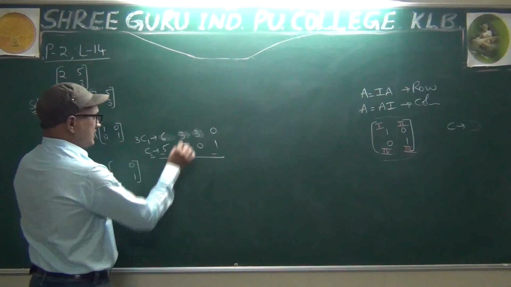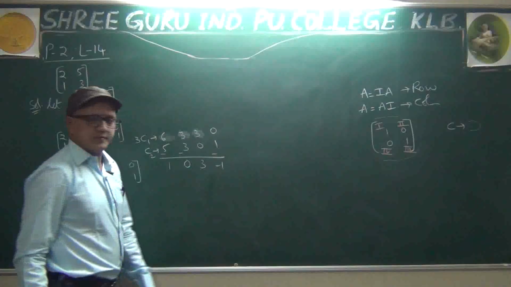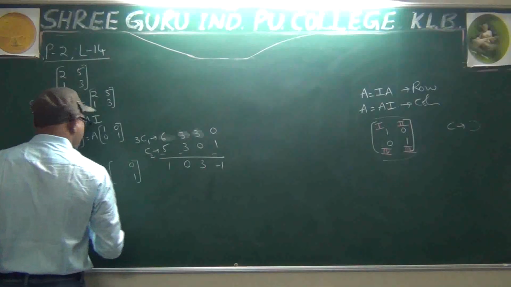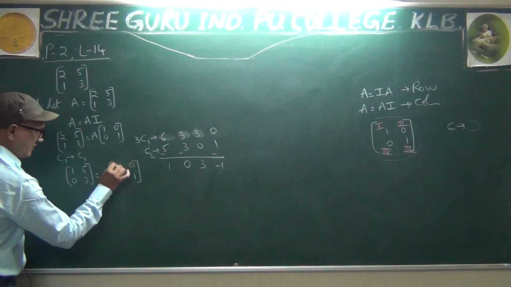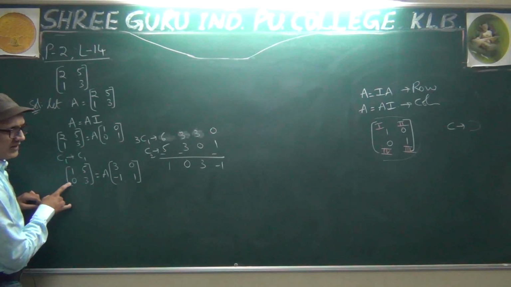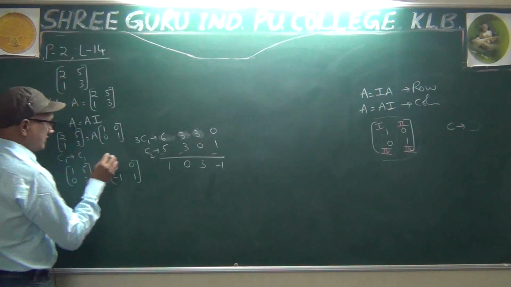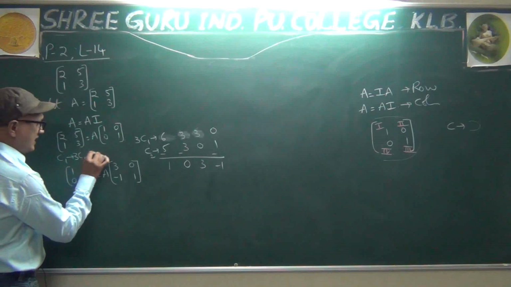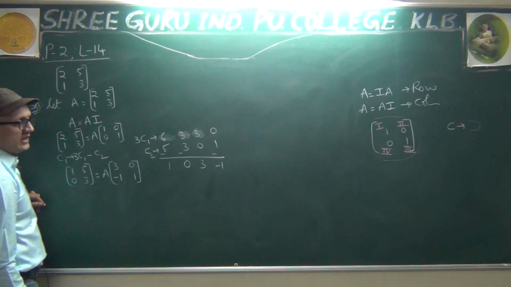6 minus 5, 1. 3 minus 3, 0. 3 minus 1. Right? So 1, 0, 1, 0, 3 minus 1. Luckily we got 0 here already. Roman letter 4 also we got, right? Okay, let us see. 3C1 minus C2. Right? Now let us see our target.